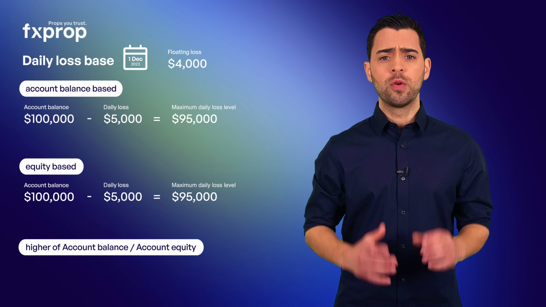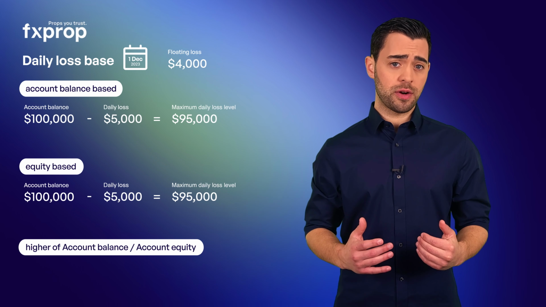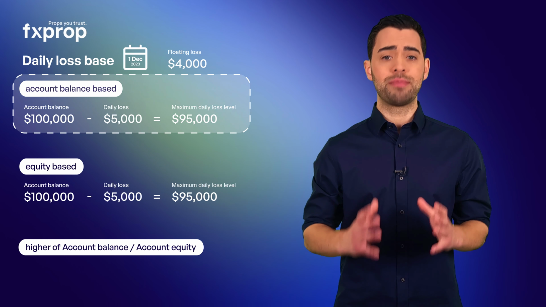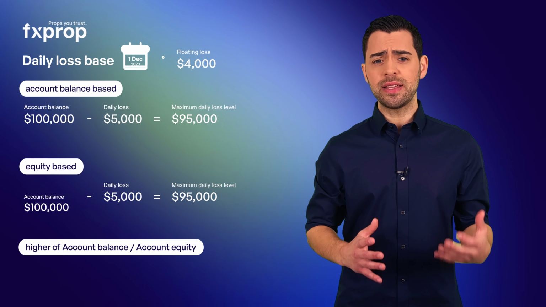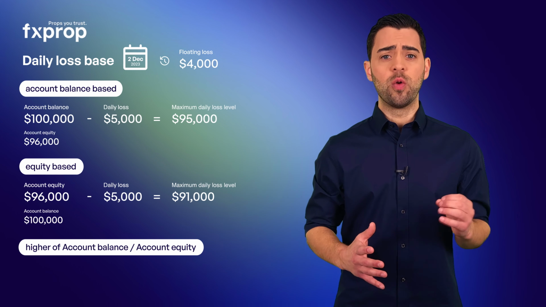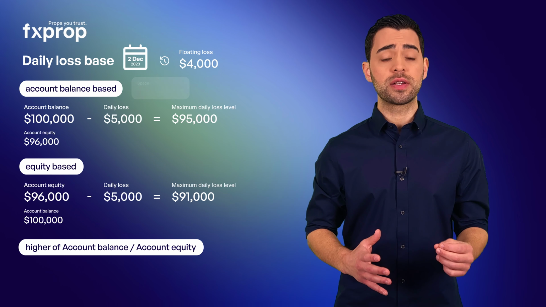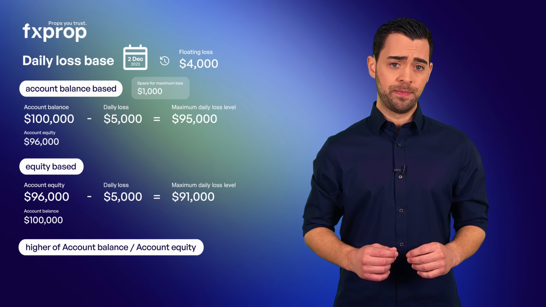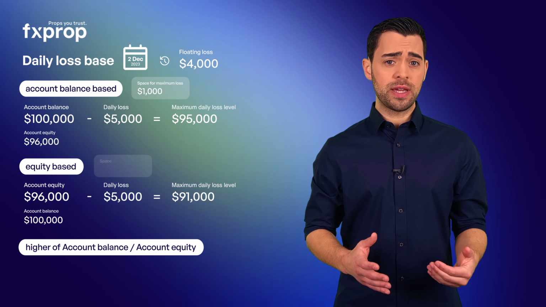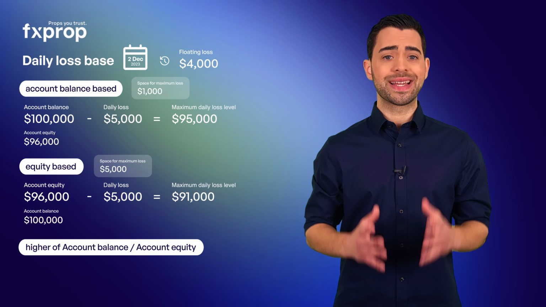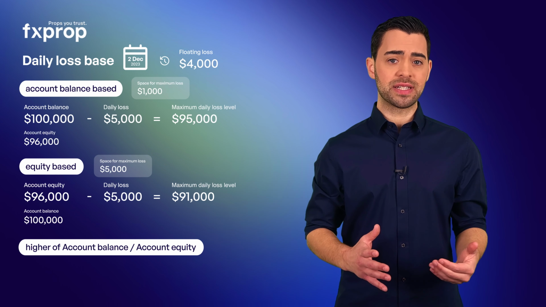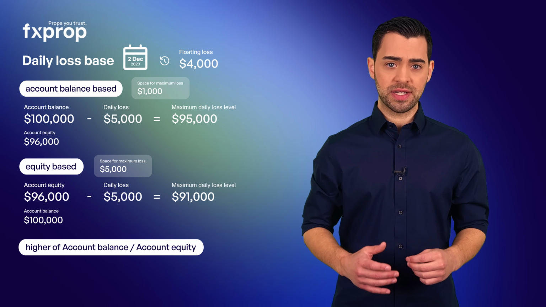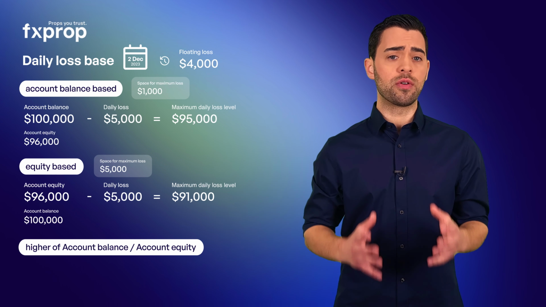In this model, we choose what is less favorable for us, a calculation based on balance. So at the daily loss reset time the next day, we are left with a maximum loss of only $1,000. If it were based on equity, it would be $5,000 calculated from 96,000, that is 91,000. In this case, the model is more favorable.